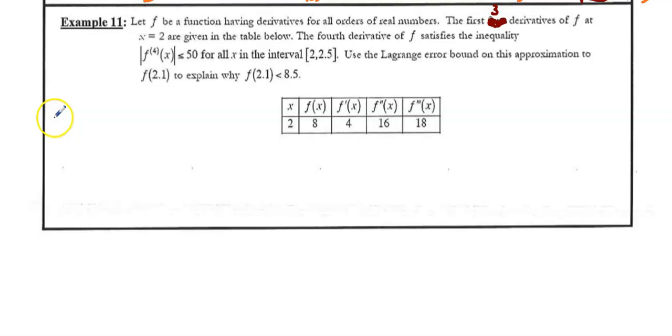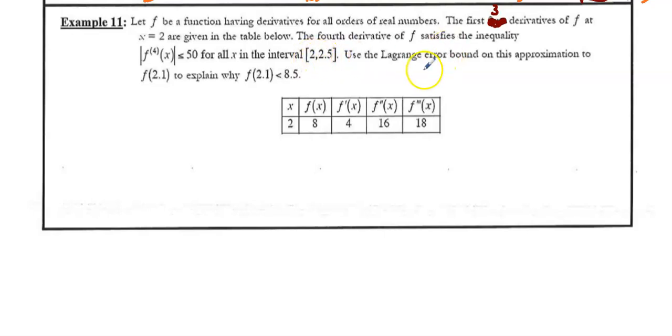Alright guys, let's go ahead and do example number 11 now. It says let f be the function having derivatives for all orders of real numbers. The first 3 derivatives of f at x equals 2 are given in the table below. Our typo there was 4. The fourth derivative of f satisfies the inequality must be less than or equal to 50 for all x in the interval of 2 to 2.5.